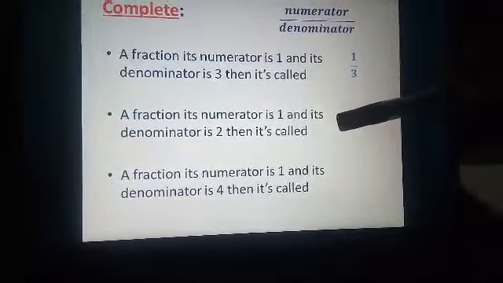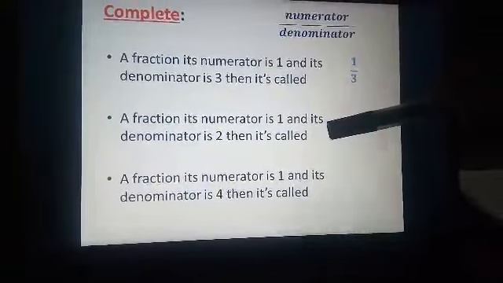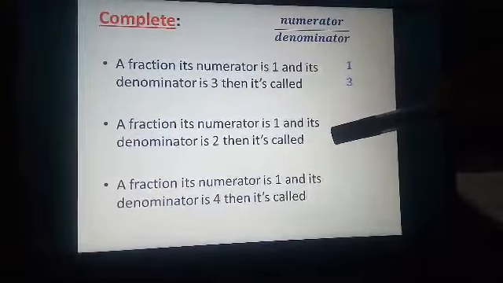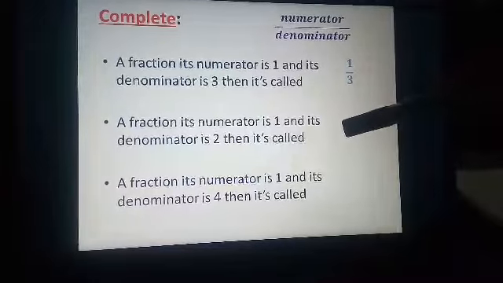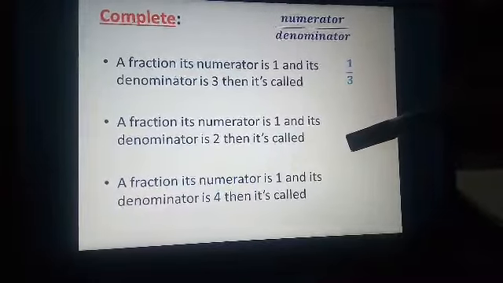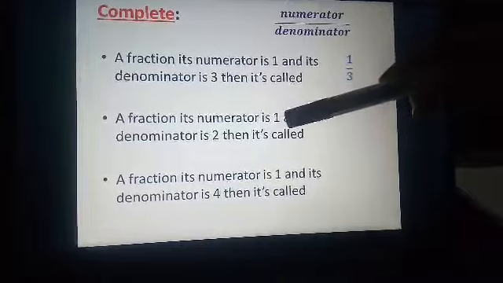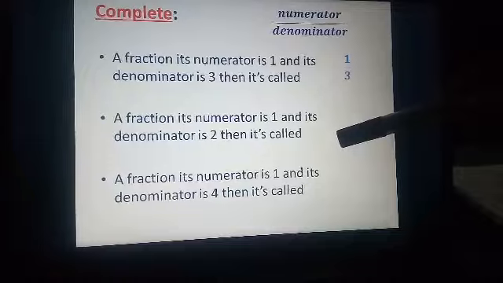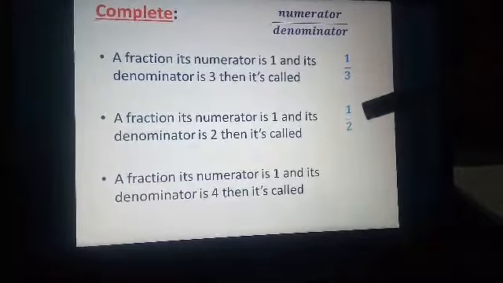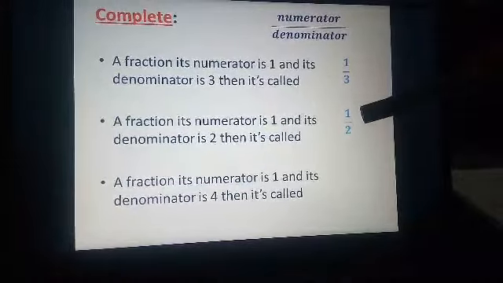Let's have a look here. Write a fraction, its numerator is 1 and its denominator is 2, then it's called what? So I will make a small line. What's the number I will write up? The number of numerator, it's 1. So I will write number 1 and I will write down what number? 2, the number of denominator. It's a half.